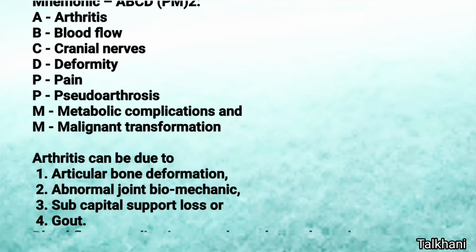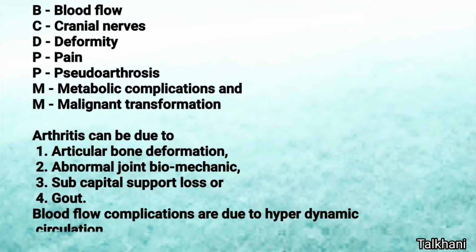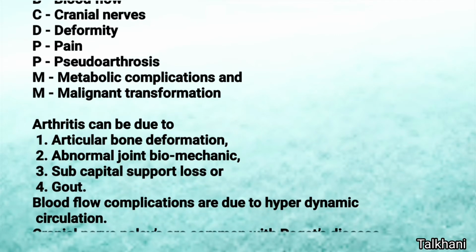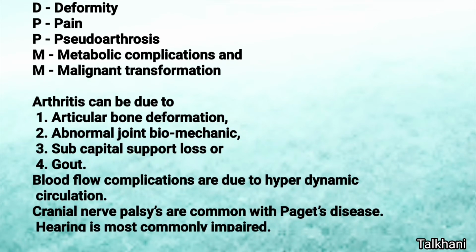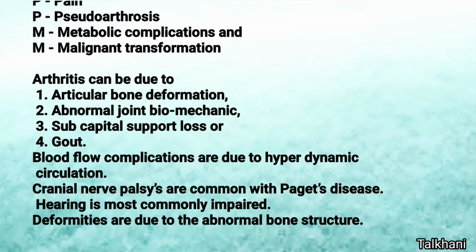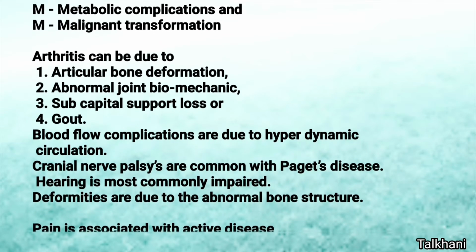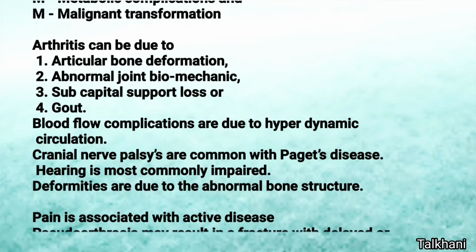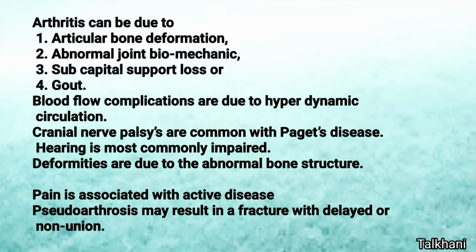Metabolic complications are hypercalciuria and hypercalcemia and are common after immobilization for any reason. Malignant bone tumor is very rare, about 1% incidence is reported. X-rays in Paget's disease will show a mixed picture of osteolysis and osteosclerosis. Enlargement of the vertebral body is a hallmark of Paget's disease of the spine.